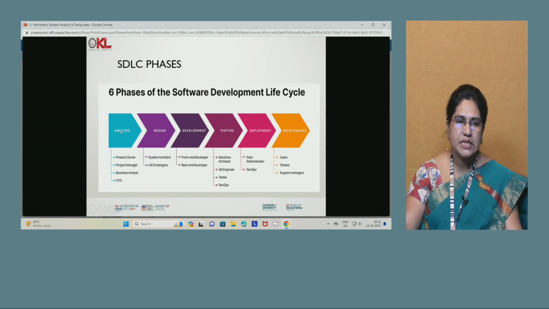In total, how many phases do we have? 6 phases: the first is analysis, the second is design, the third is development, the fourth is testing, the fifth is deployment, and the sixth is maintenance.